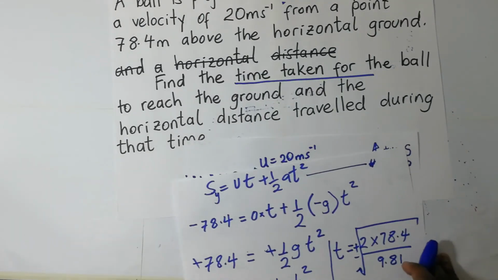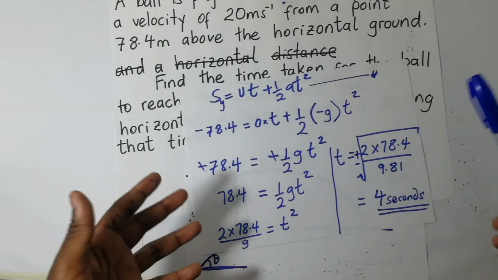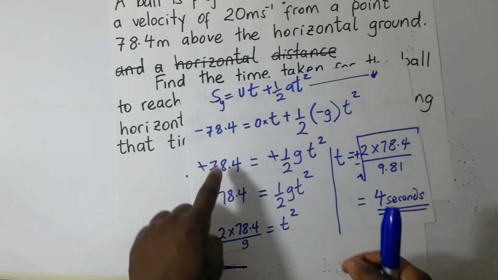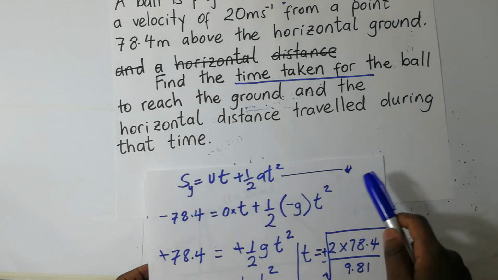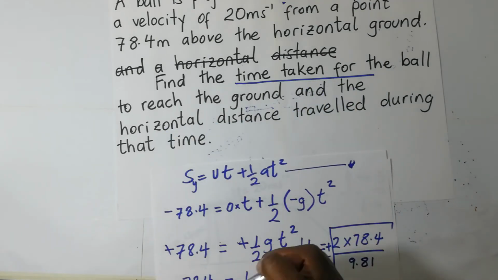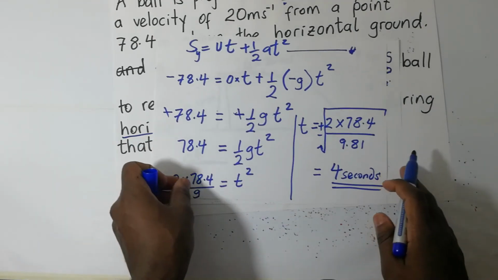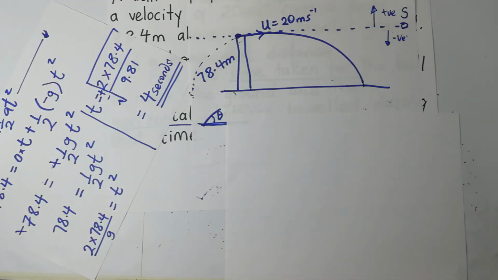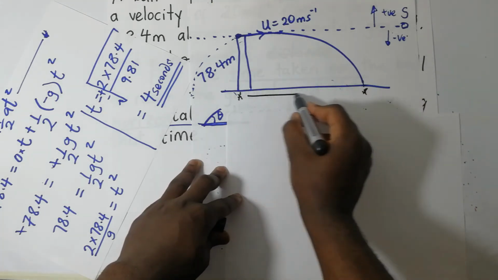So we've answered the first part of the question. The first part of the question says find the time taken for the ball to reach the ground, and using the second equation of motion, doing everything from first principles, using this equation in the context of the vertical displacement, we're able to get the time taken. The question continues to say, find the horizontal distance traveled during that time. So what is the horizontal distance? When they speak of horizontal distance, they are talking about the distance this thing moves from this point to that point.